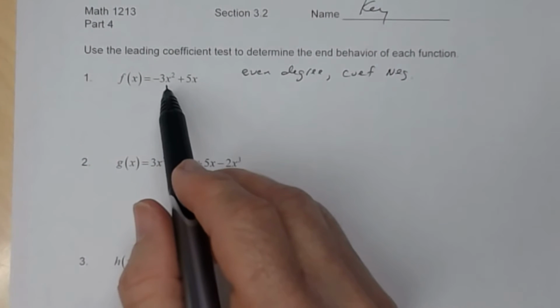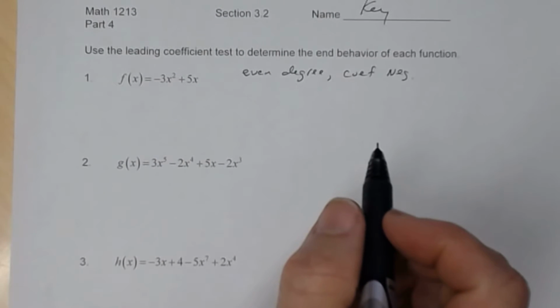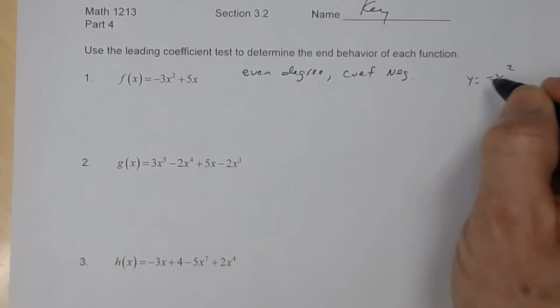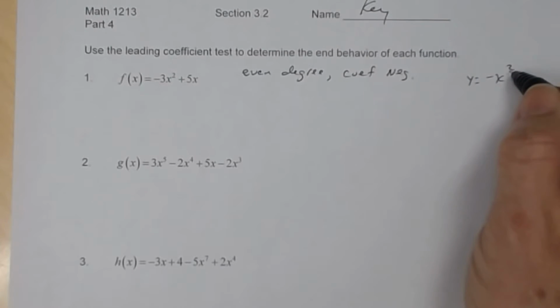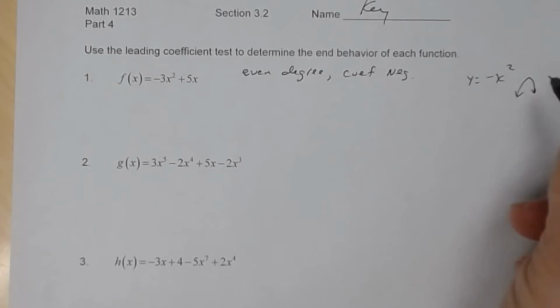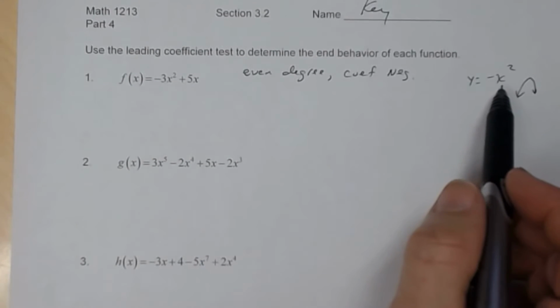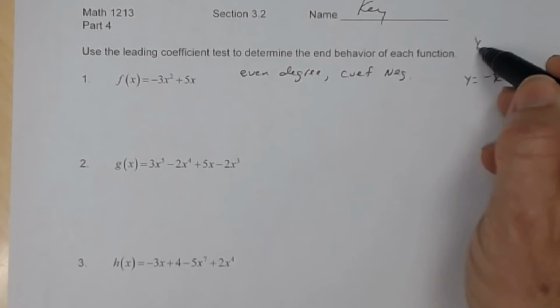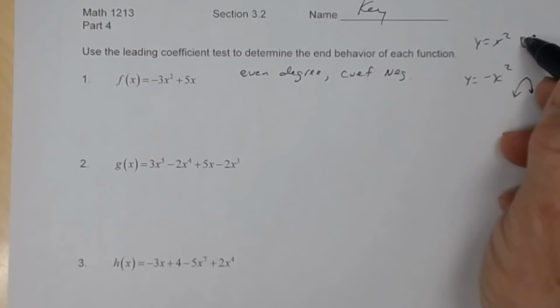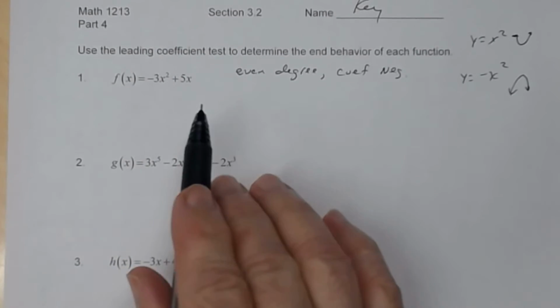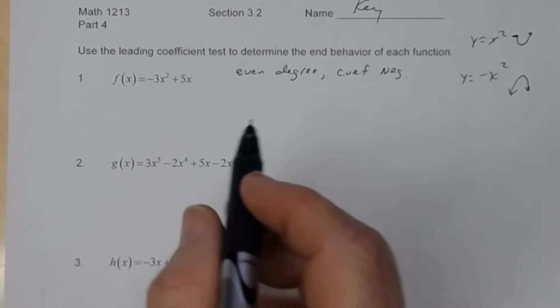But the coefficient here is negative. So think about y equals negative x squared. You know that this is even and the coefficient is negative, so it goes down. When dealing with even degrees, think of this: if this were a positive x squared, it would go up. That helps you with the even ones. So in this case, I know it's going to go down.